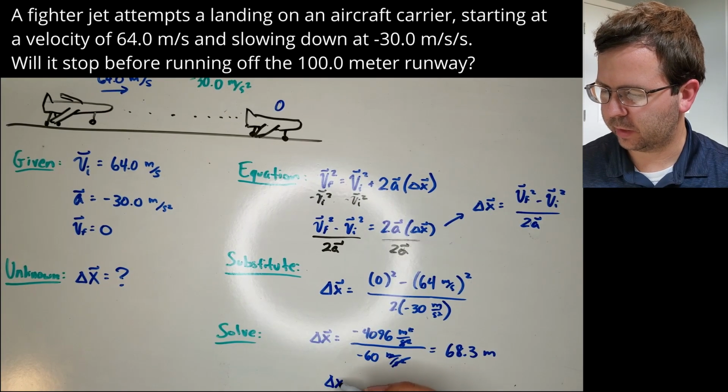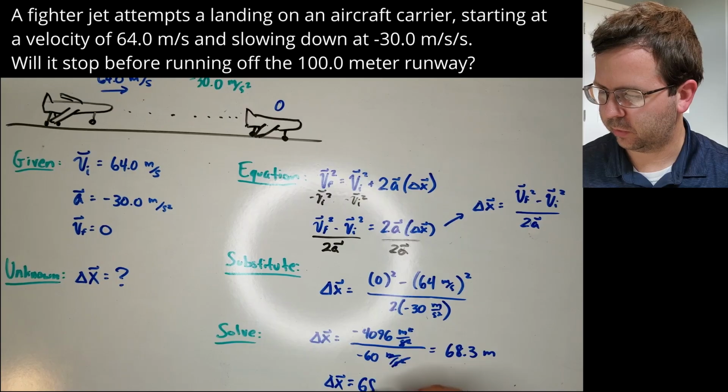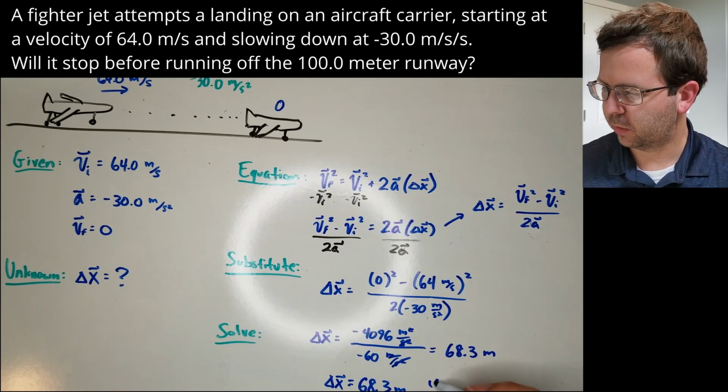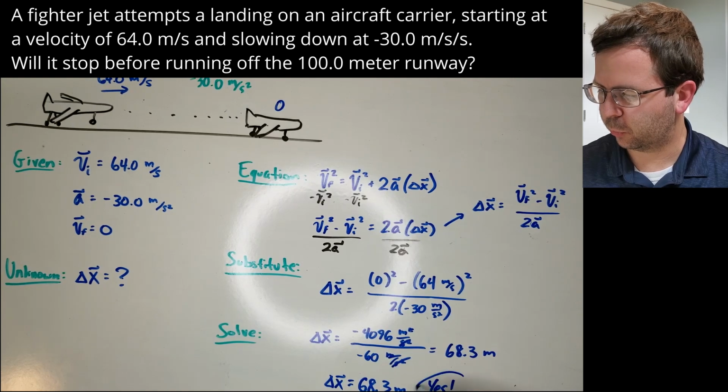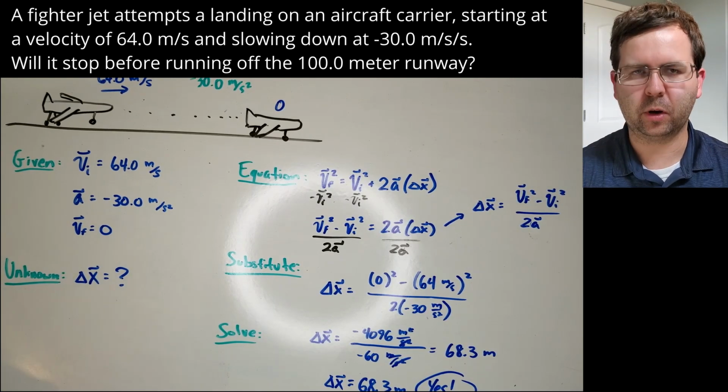So does the jet stop in time? It takes 68.3 meters of distance for it to stop. So the answer is yes. It stops before it runs off the 100-meter runway.